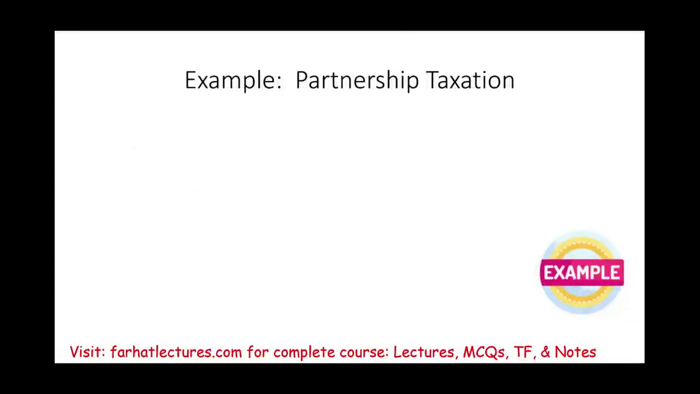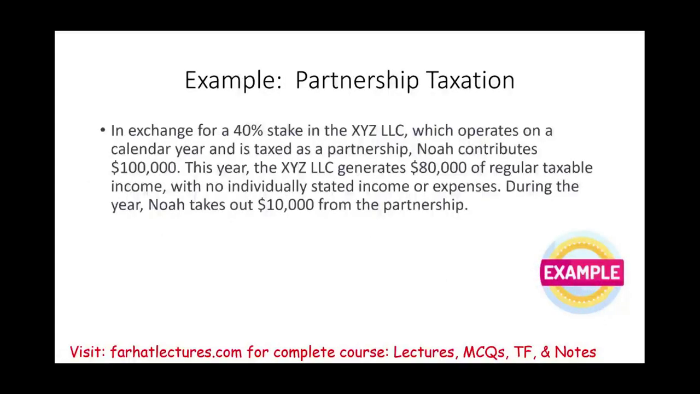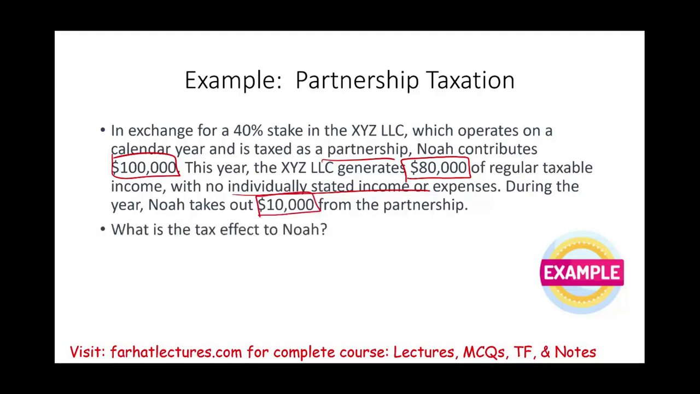In exchange for a 40% interest in XYZ, which operates as a calendar year partnership, Noah contributed $100,000. This year, XYZ generates $80,000 of regular taxable income with no separately stated income or expenses. During the year, Noah takes out $10,000 from the partnership. What's the tax effect to Noah? So how much will Noah have to pay taxes on?